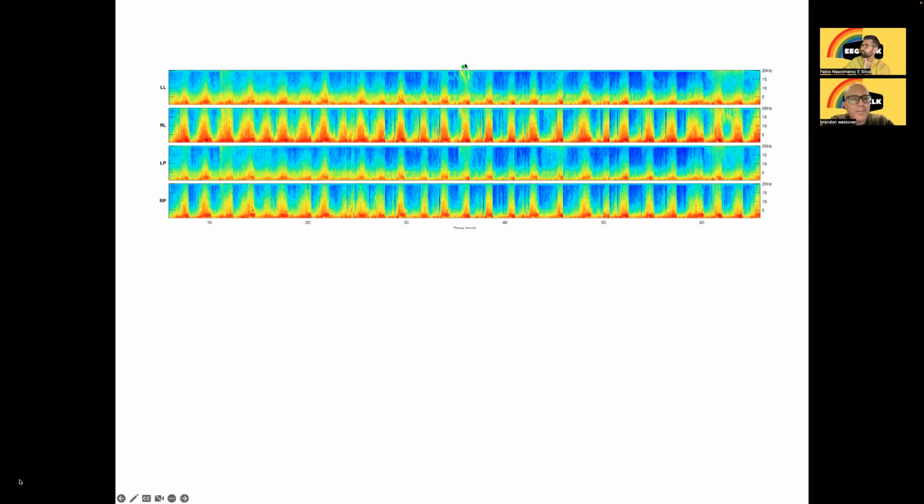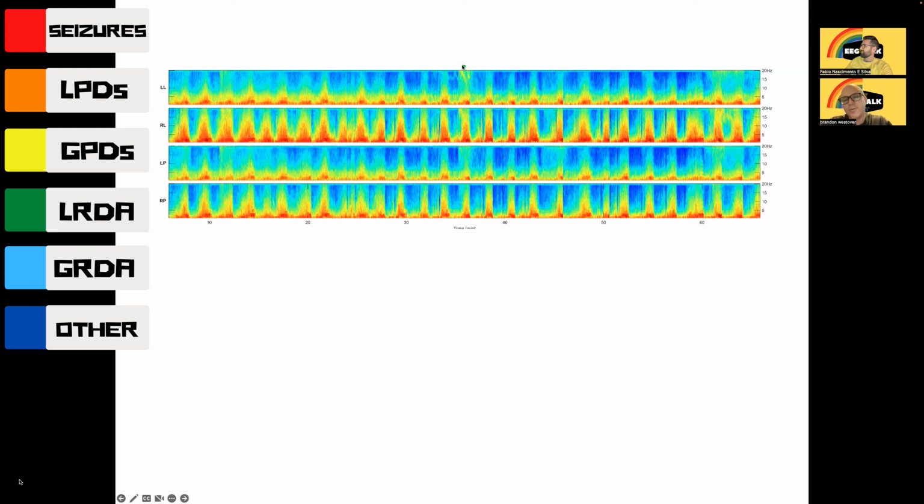And just to make it easy, the options are: you can see seizures. Or if you could be in the middle of a seizure, you could see LPDs, lateralized periodic discharges, GPDs, generalized periodic discharges. You can see LRDA, lateralized rhythmic delta activity, GRDA, generalized rhythmic delta activity, or you could see none of the above. And when you see none of the above, what else could it be? Well, it could be focal slowing that's not rhythmic. You could see generalized slowing that's not rhythmic. You could see burst suppression, or you could see a whole bunch of artifacts. So I think those are all the options.